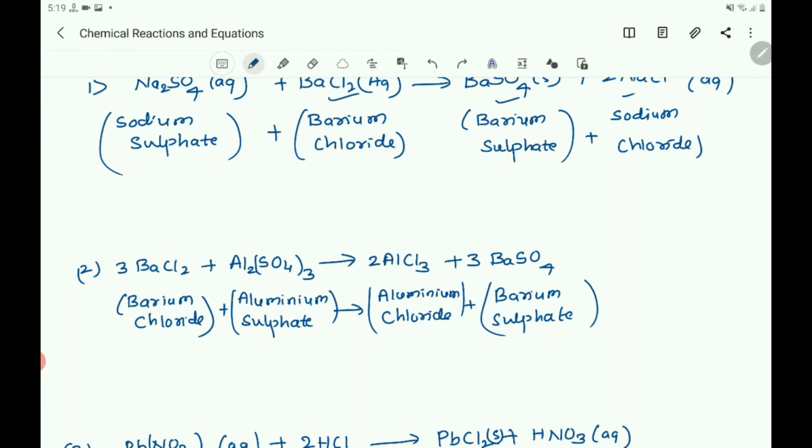And here you observe BaCl2 is converted to AlCl3 and Al2(SO4)3 is converted to BaSO4. This way partner ions are exchanged and new products are formed here.